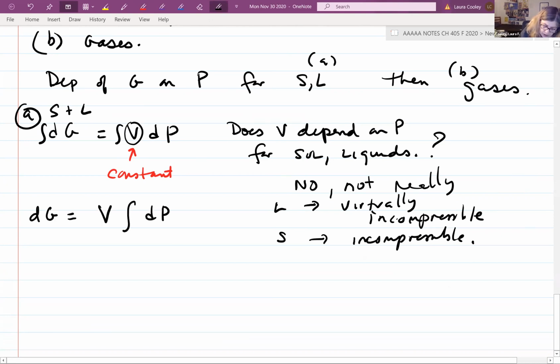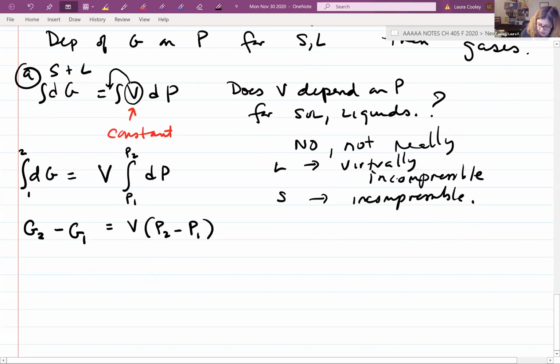Because it means that for solids, we can take this out of the integral. And this is the real reason why we separate solids and liquids from gases when we talk about the dependence of Gibbs free energy on pressure. Okay, so we end up with the integral of dG. When you integrate this between 2 states, you get the Gibbs free energy difference between those 2 states. I'll tell you what these states represent soon. And this would be integrating from P1 to P2, so just V times (P2 minus P1).